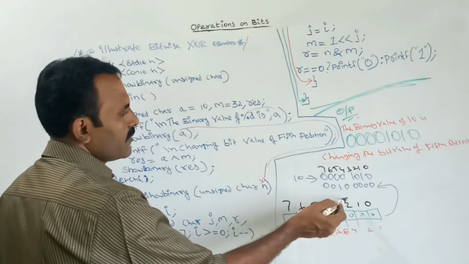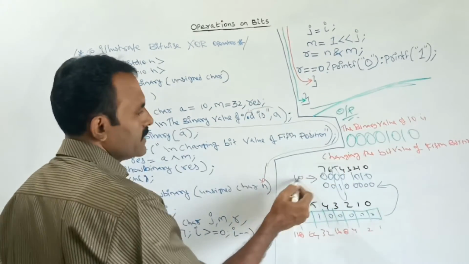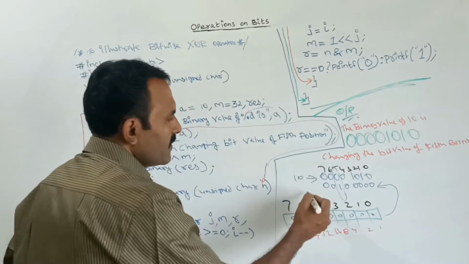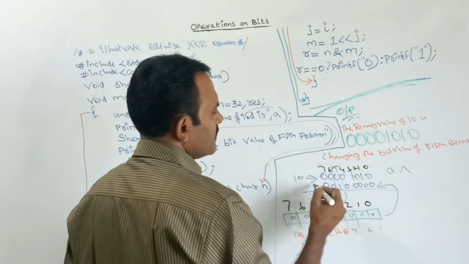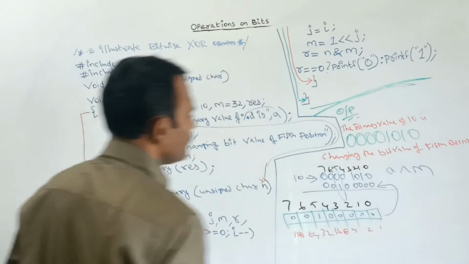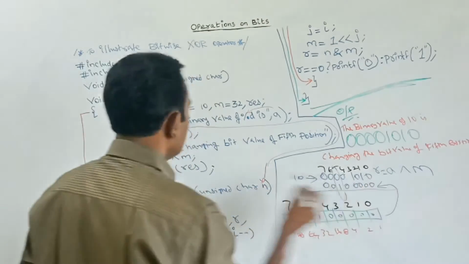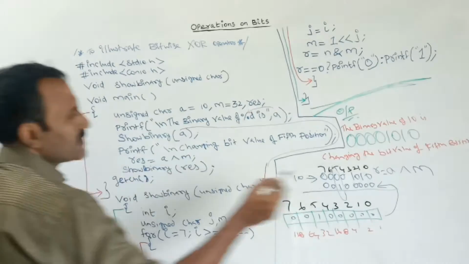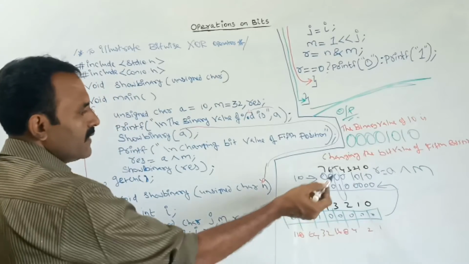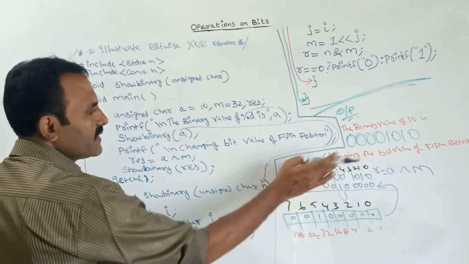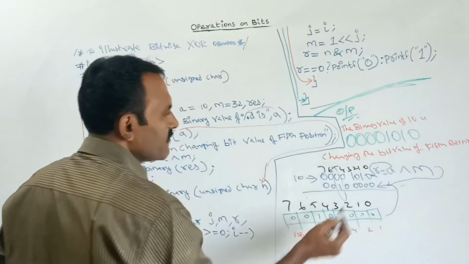By help of this mask value, I am going to change this 5th position value of this operand A, that is 10. So here I am using A XORed with M. Here result is equal to A XOR mask value. Mask value is here 32. So when we are applying this mask value with A, this is value A, and this one is the mask value. Then what is the result?